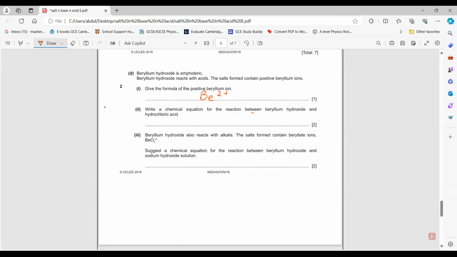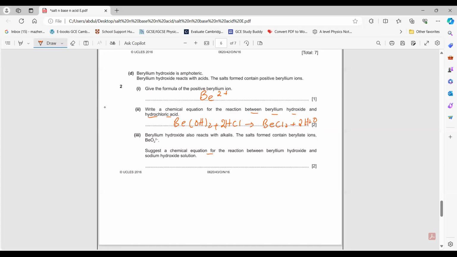Write a chemical reaction between beryllium hydroxide and hydrochloric acid. So Be(OH)2 plus HCl gives BeCl2 and 2H2O.